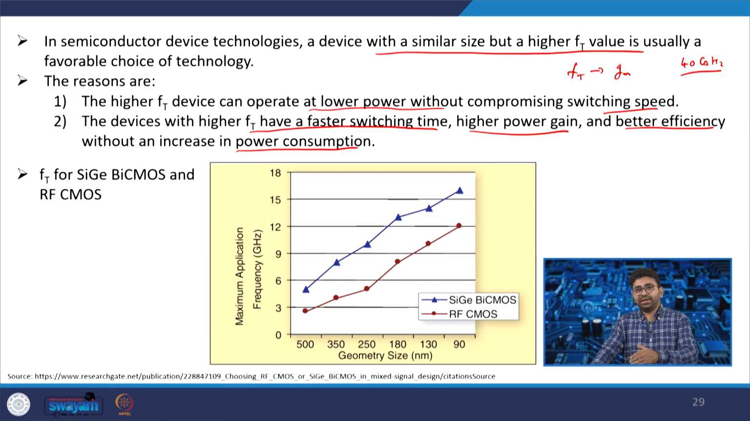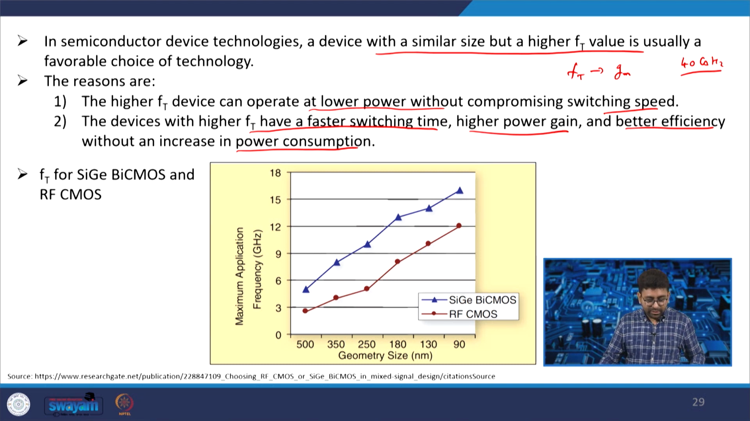Now, when you try to increase the transconductance gm, that means you need to increase the power, and that will again increase the entire power consumption of your circuit. It also has a limit, it cannot go beyond a certain gain even if you increase the power. That is why a higher Ft device can operate at lower power without compromising the switching speed, with a faster switching time, higher power gain, and better efficiency without increase in the power consumption.